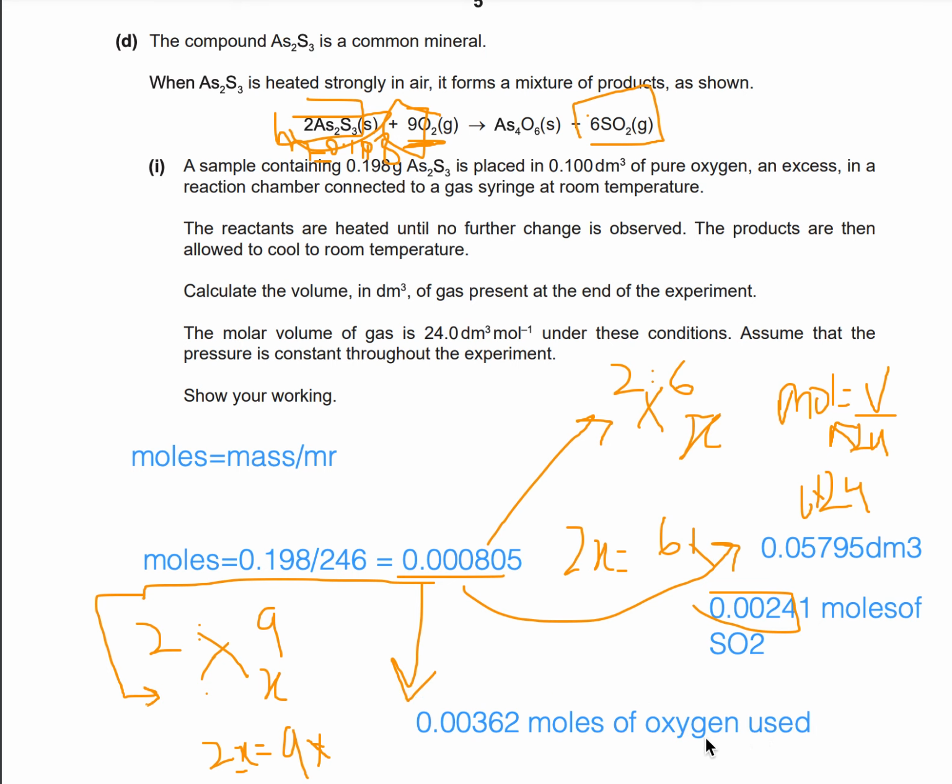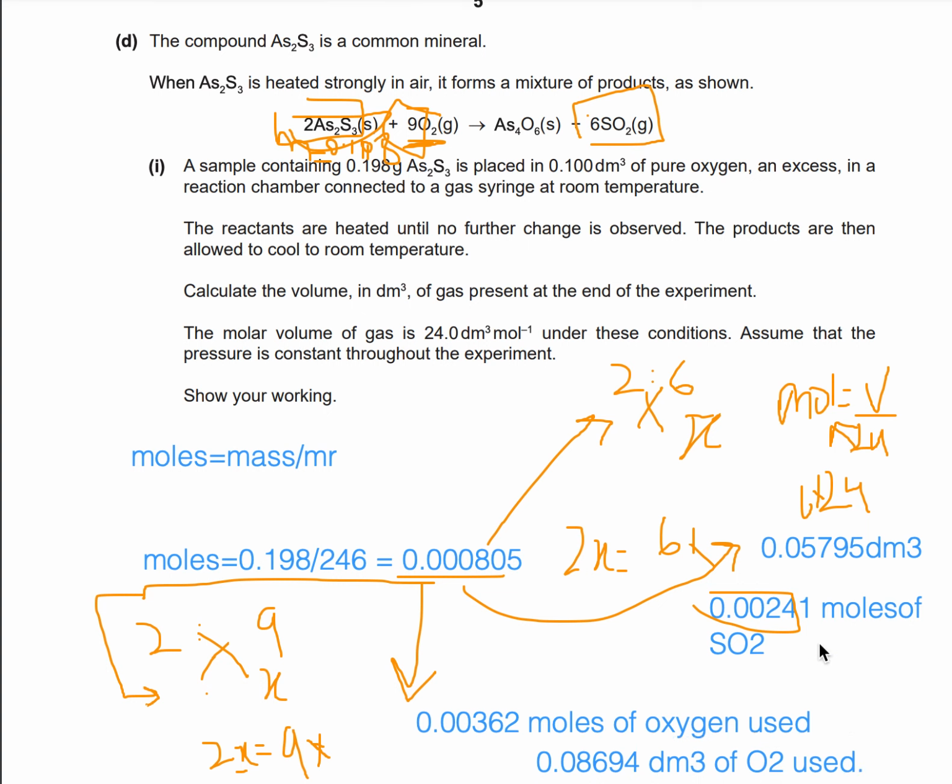Now if I need to calculate the volume of oxygen used, what do we do? We multiply this 0.000362 with 24 to calculate the volume over here. So when I multiply it with 24, I get 0.08694. That's the dm cube of O2 used.